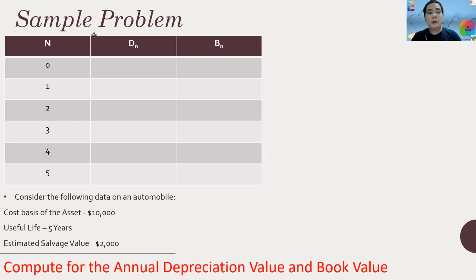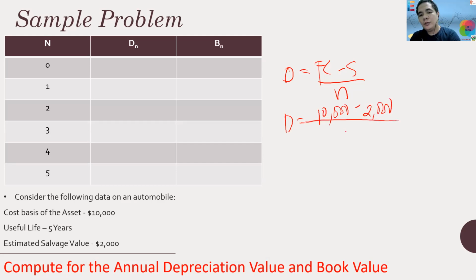Okay. So by formula, your depreciation is equal to the first cost minus the salvage value over N. Therefore, the depreciation is equal to 10,000 minus the 2,000, which is the salvage value, over 5. So the depreciation value of your automobile every year is equivalent to 8,000 divided by 5, which is 1,600. So that would mean every year it would depreciate by a value of 1,600.